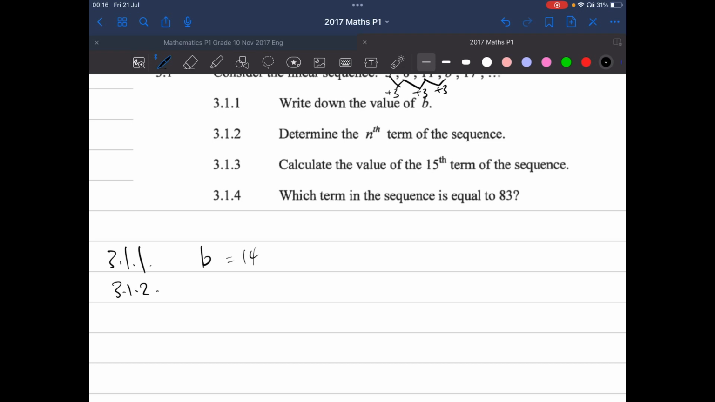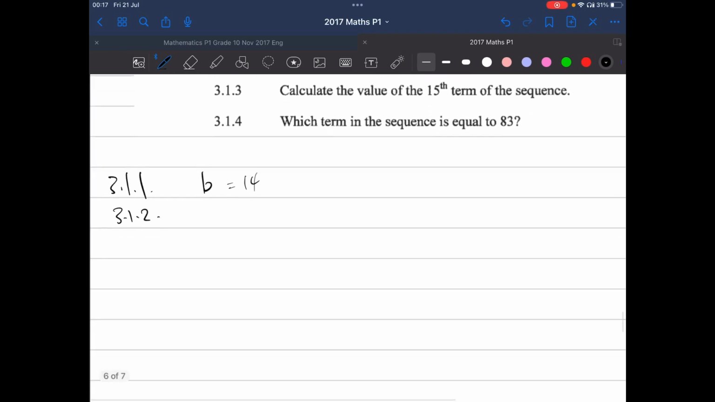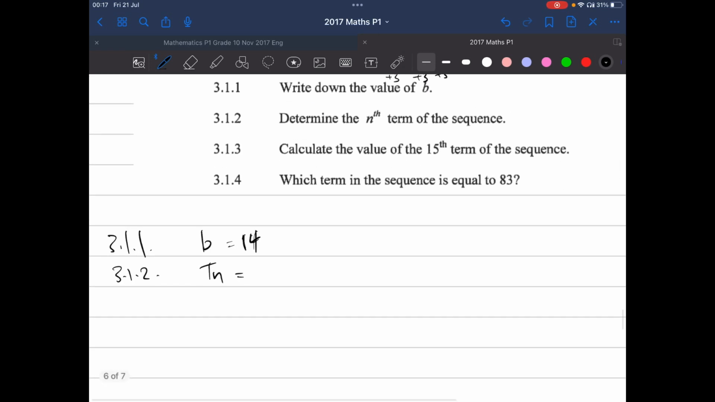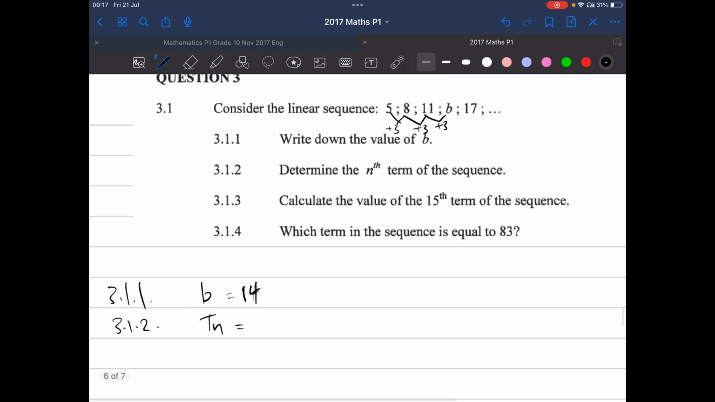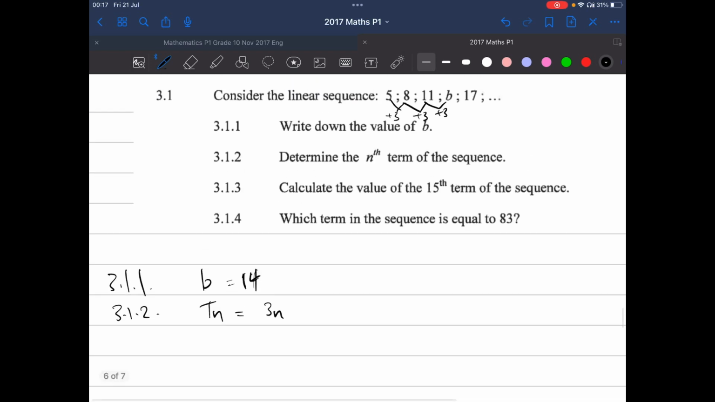Okay, 3.1.2. Determine the nth term of the sequence. Okay, so remember for linear sequences, we have Tn is equal to, and then the coefficient of n will be whatever the difference is. So in this case, it's going to be 3n. Okay, and now you just test it out.